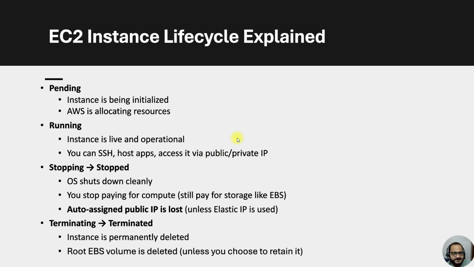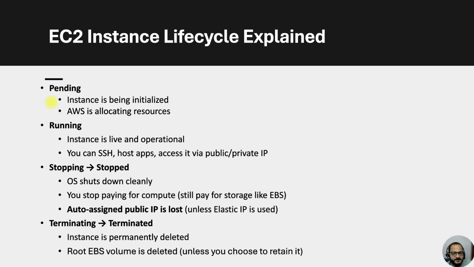Now we will see the EC2 instance life cycle. Whenever you create an EC2 instance, it goes through these four phases. The very first is pending. It means the instance is being initialized, meaning AWS is allocating the resources to create an EC2 instance. Then another state is running. The instance is live and operational. It means you can connect to the instance, you can host your application, and you can access the application from the public or private IP address.